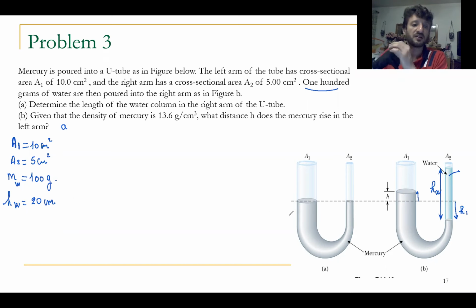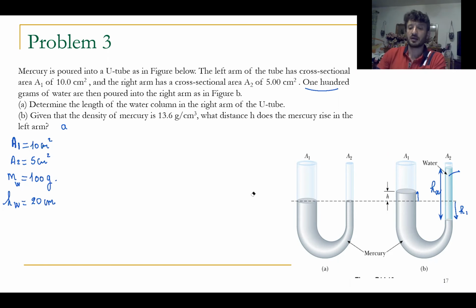Part B: given that the density of mercury equals 13.6 gram per centimeter cube, what distance h does the mercury rise in the left side? I have to find small h, this value. You know, here we have a hydrostatic fluid. We can apply same level, same liquid, same pressure.